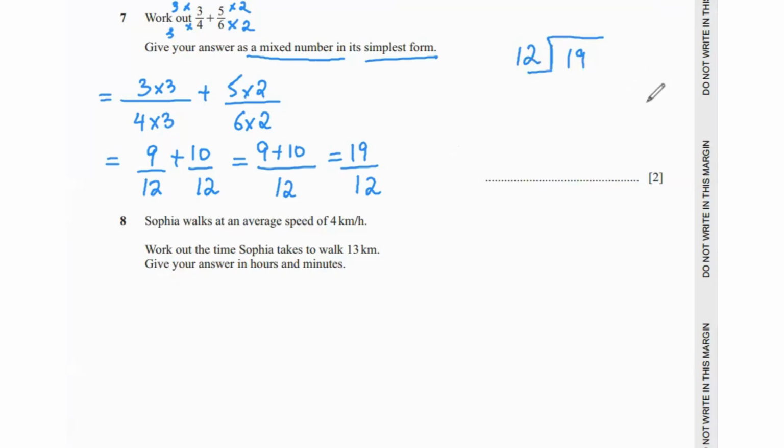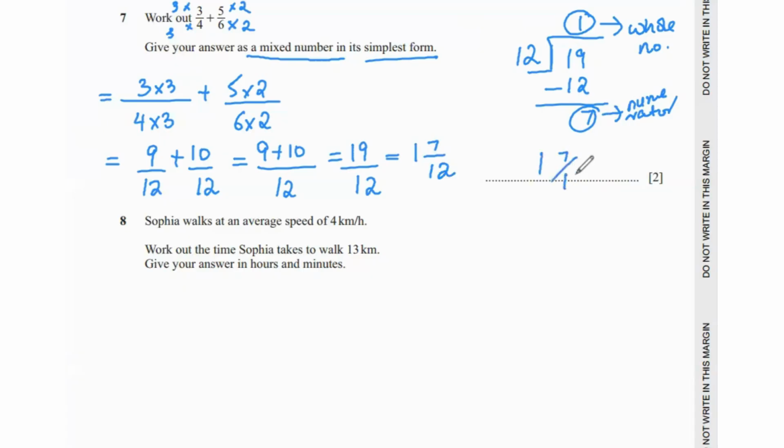Now we know 19 doesn't come in the 12 times table. But what is a number that's directly less than 19 that comes in the 12 times table? It's 12 itself. So we know 1 times 12 is 12 and 19 minus 12 is 7. So this quotient will always be your whole number. Remainder is your numerator. And denominator remains the same, it is 12. So it's going to be 1 whole number, 7 over 12. That is your answer as a mixed number in its simplest form.